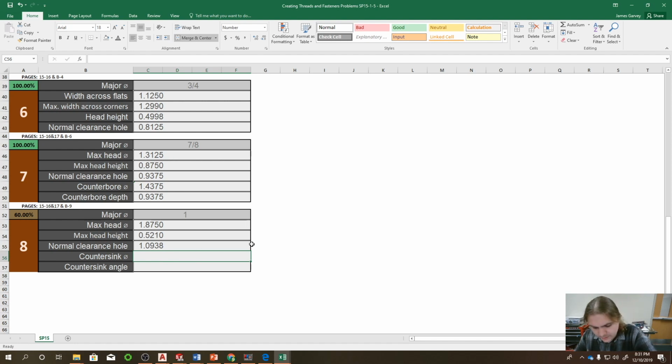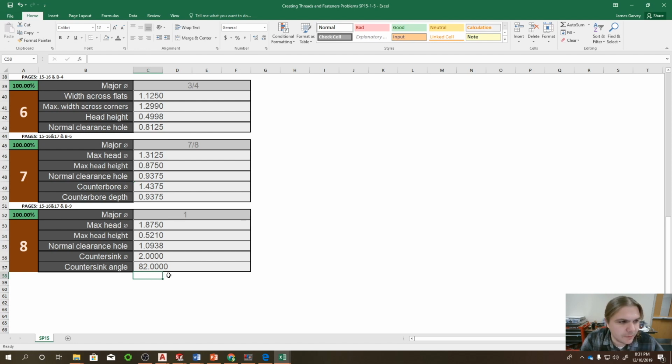For our countersunk diameter, we go to page 1517, and that's going to be D1 plus 1/8. Our D1 is the head diameter plus 0.125. And then the countersink angle, if you jump back to page B9 in Appendix B, that's going to be between 80 and 82 degrees. I'm going to leave that last bit off of the assignments because that's what it always is.